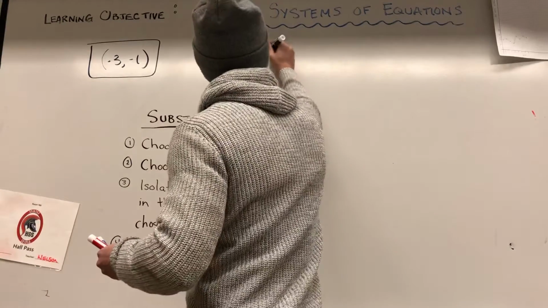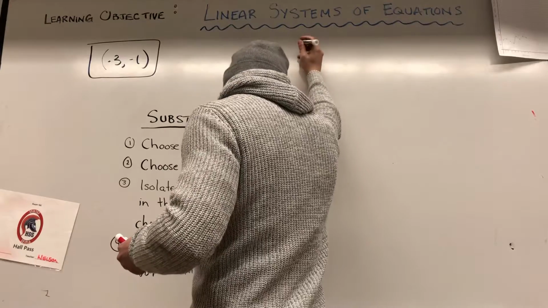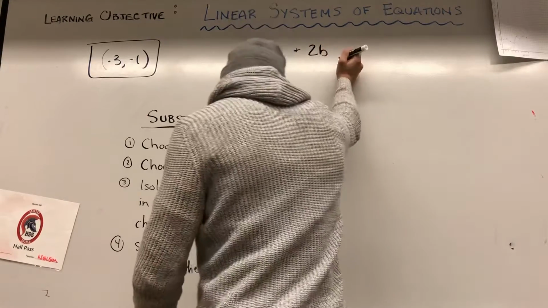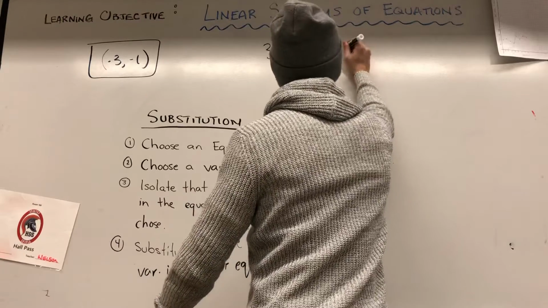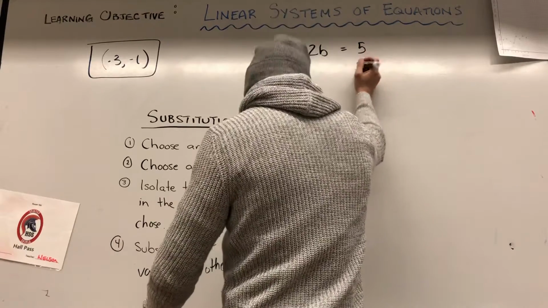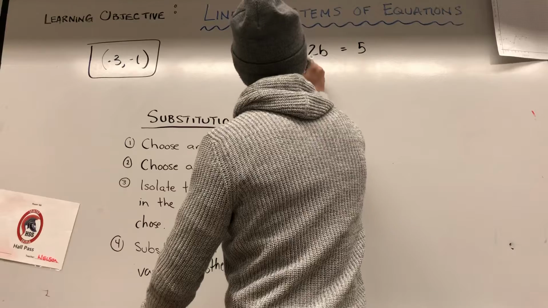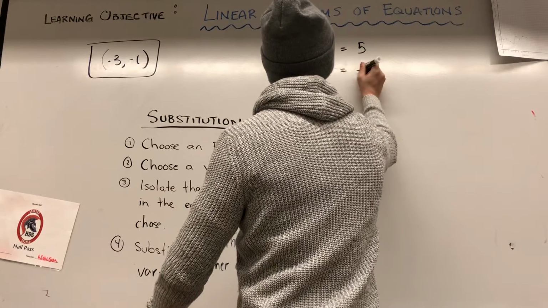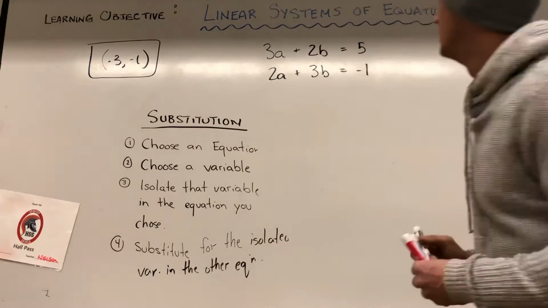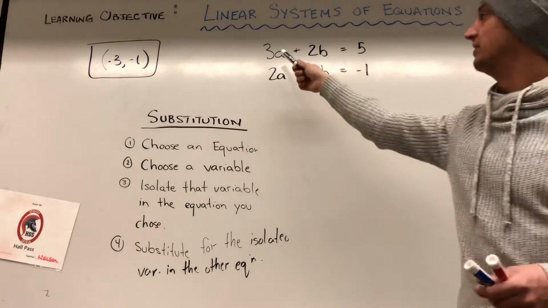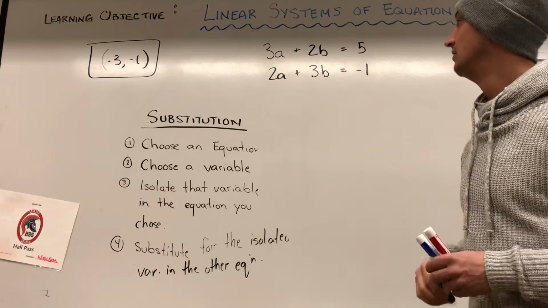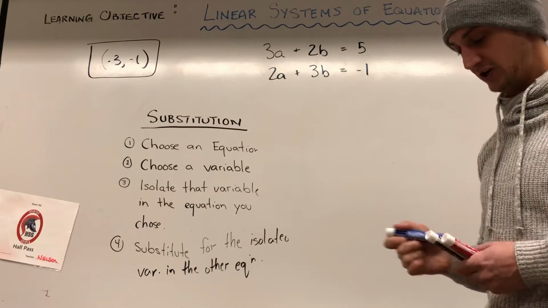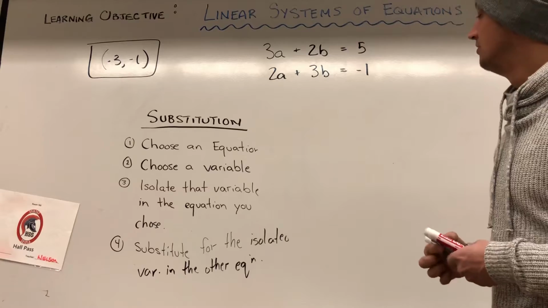So let's say I have 3a plus 2b is equal to 5, and 2a plus 3b equals negative 1. Okay, again, I have two variables. A and b are my variables. And I have two equations. So yes, I can solve this. I have the same amount of equations as I do variables. So let's go through my steps.